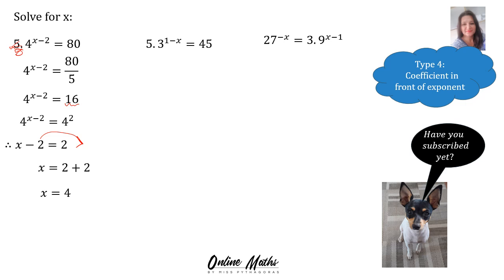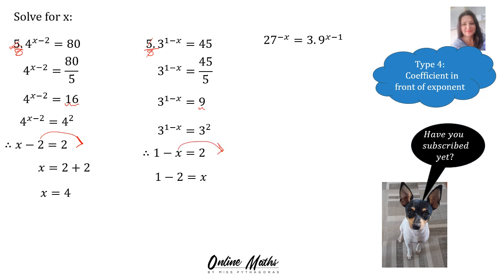On the second example, again, type 4, coefficient in front of the exponent. This is what you do, you divide the 5 away. What you do on the left, you do on the right. And then on the right, 45 divided by 5 is 9. And then you're going to prime factorize 9, and you write it as 3 squared. And then both sides you find the bases are the same. Therefore, we equate exponents. So 1 minus x is equal to 2. And now I'm going to solve x. So the x walks across and the 2 goes to that side. And we find 1 minus 2 is equal to x, and 1 minus 2 is negative 1 is equal to x.